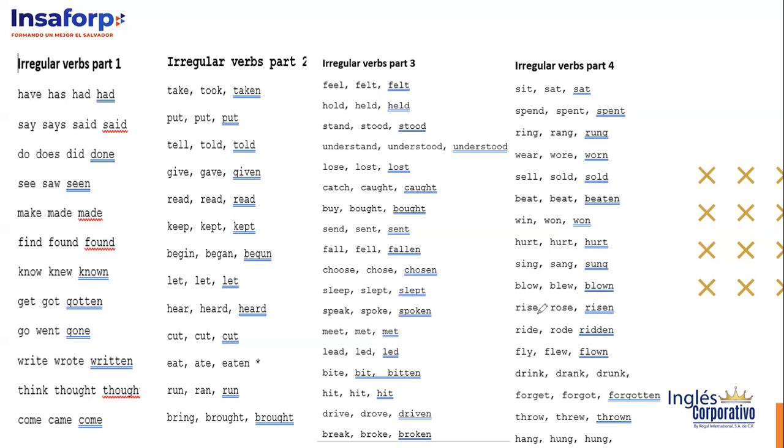Gabriel Guevara, rise, rose, risen. Erika Noemí, fly, flew, flown. Yep.